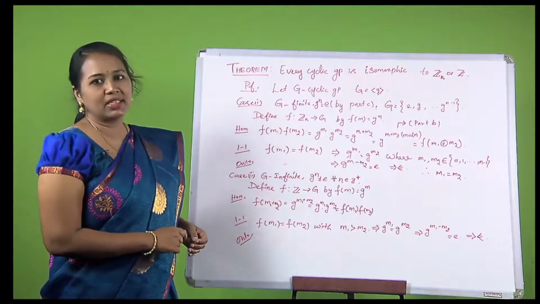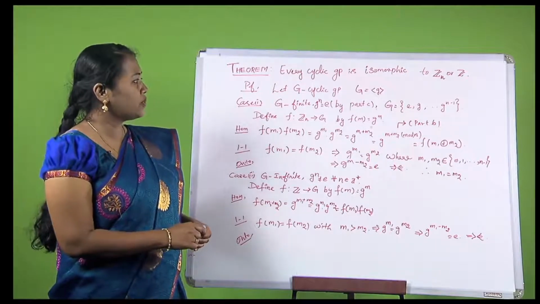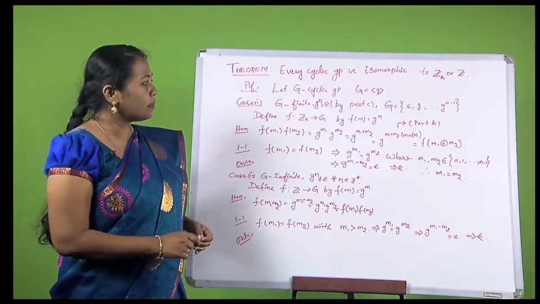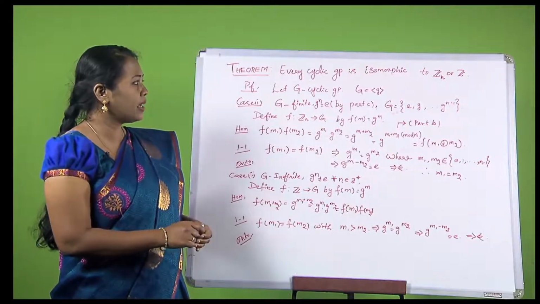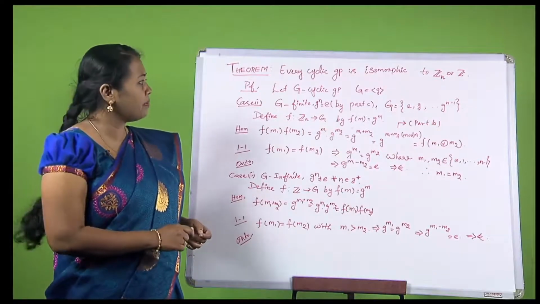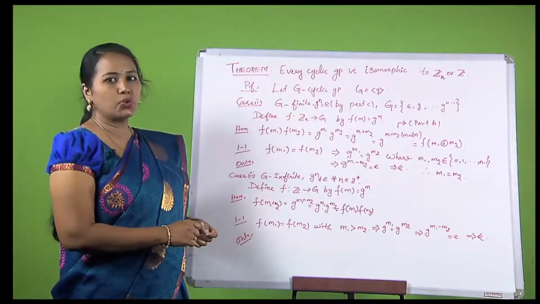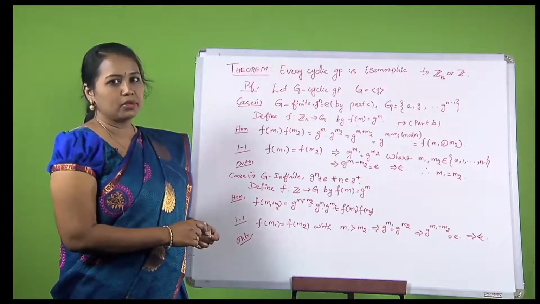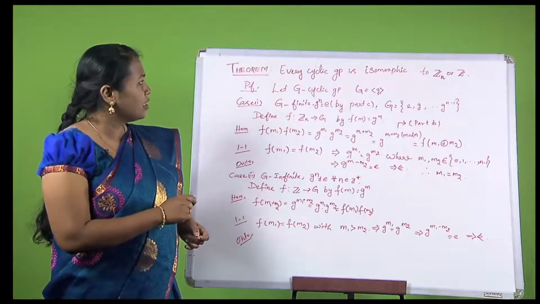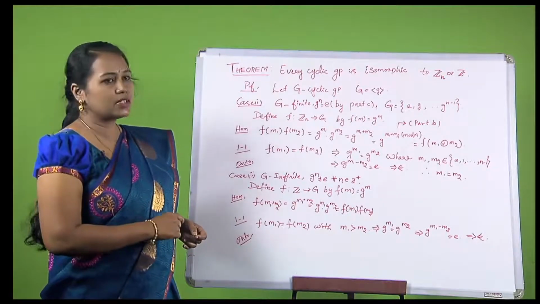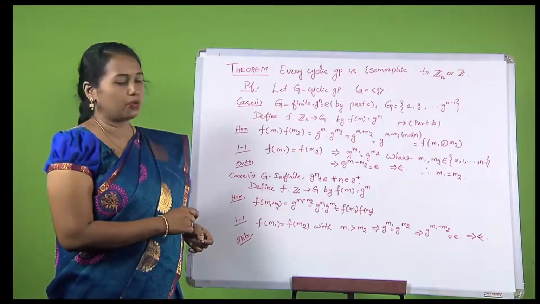The onto property is pretty obvious because we have assumed that f of m is equal to g power m. Whatever the powers of g are, so e, g, g squared, and so on up to g power n minus 1, there is definitely going to be a pre-image in the form of m. If there is g squared, there is going to be 2 in the domain. So it is obvious that it is onto. Now we have checked the homomorphism, 1-1 and onto properties for a finite cyclic group.